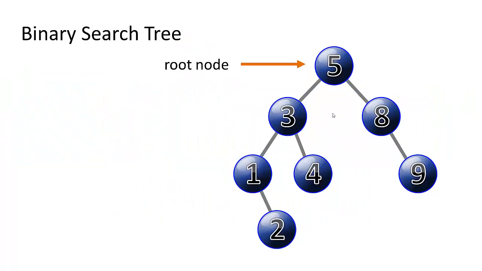So this is a binary search tree. Every binary search tree has a root node, which is the topmost node, and has a left and right subchild. The size of this tree, we can see there are 7 nodes.